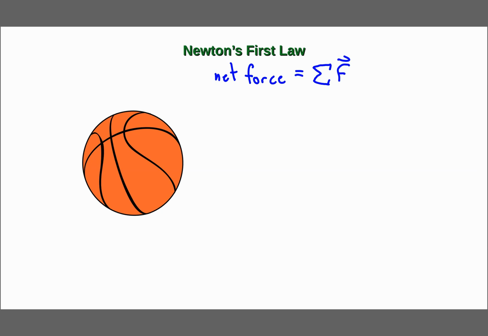equals the sum, this little sigma means sum, of all the forces acting on an object. And Newton's first law is very simple. It says that an object's velocity changes if and only if there is a net force acting on the object. So let's think about a really simple example.